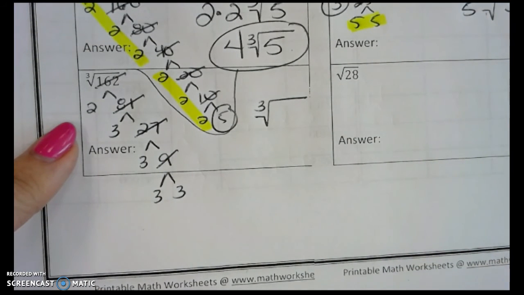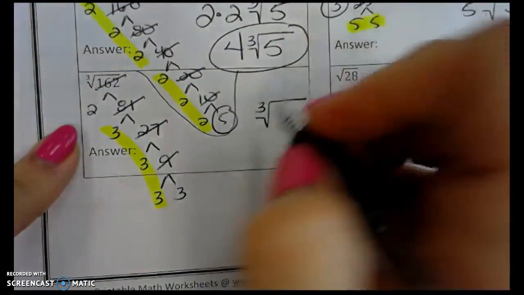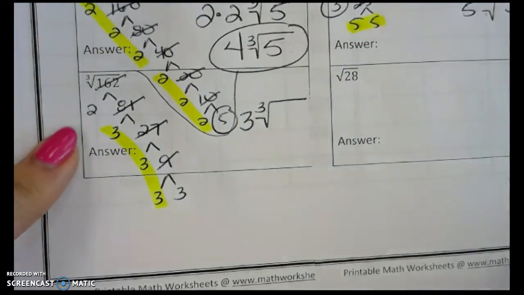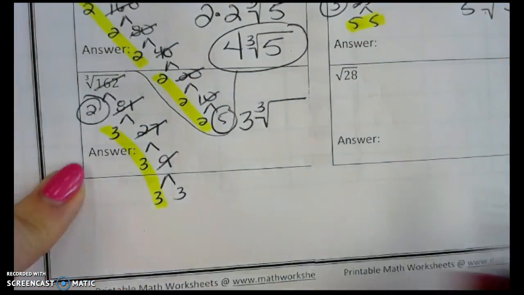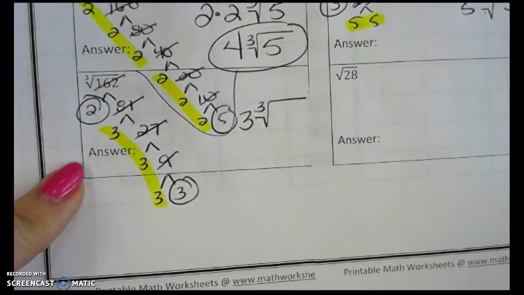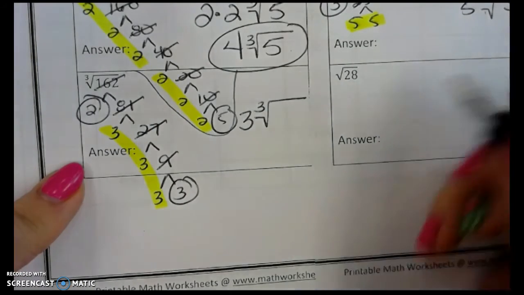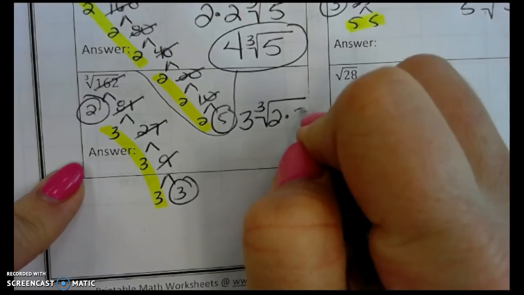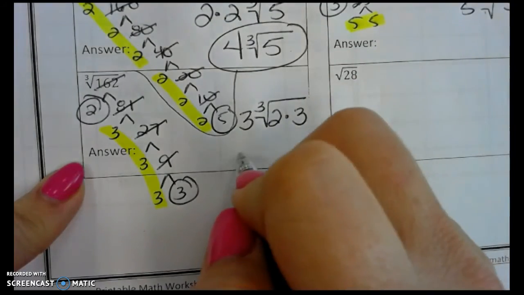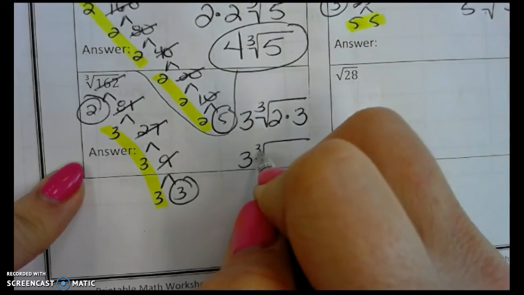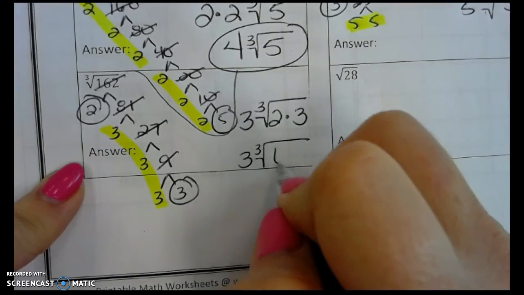I am looking for 3 identical factors. I've got 3 3's. So I'll pull 1 3 to the outside. I have a leftover 2. And I have a leftover 3. Both of those will stay in the radicand. 2 times 3. And when I simplify, I'll have 3 cube root of 6.